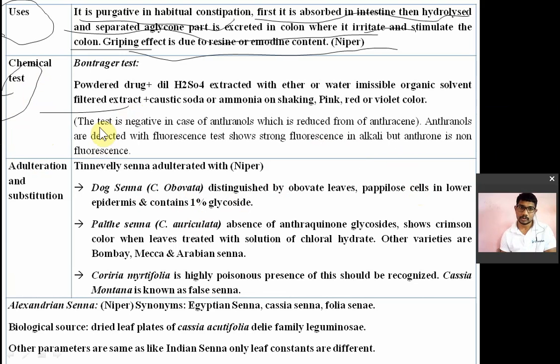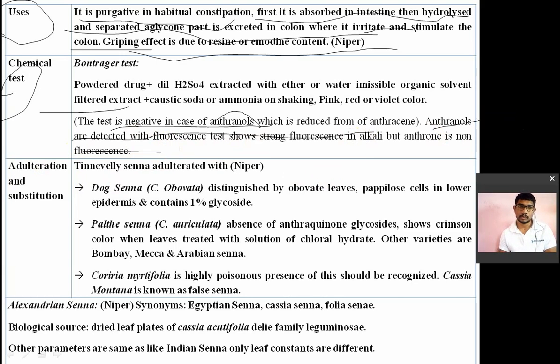Now this test is negative in case of anthranols. Anthraquinone will give it positive, anthranol will not. Anthranols are nothing but the reduced form of anthraquinone. That's why anthranols will not give this test positive. There is another test for detection of anthranol. Anthranols are detected by the fluorescence test, which shows strong fluorescence in alkali, but anthrone will not show any fluorescence.